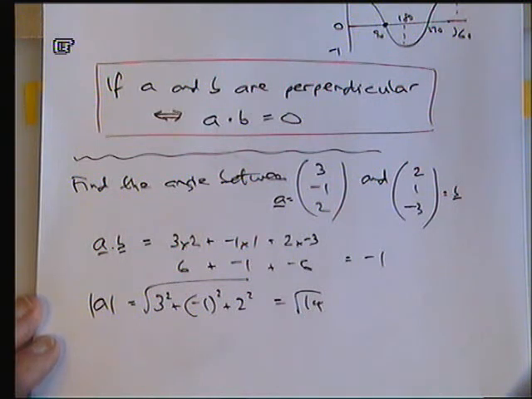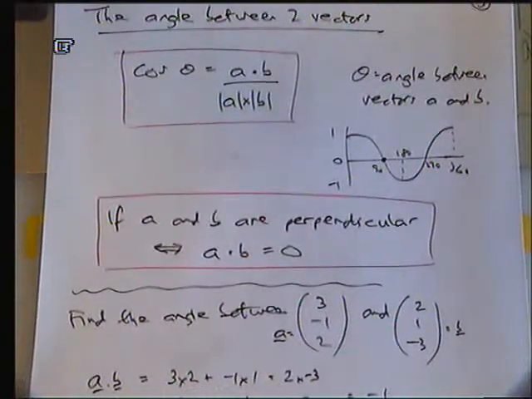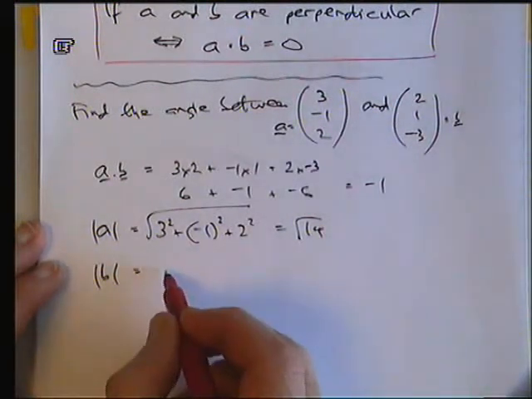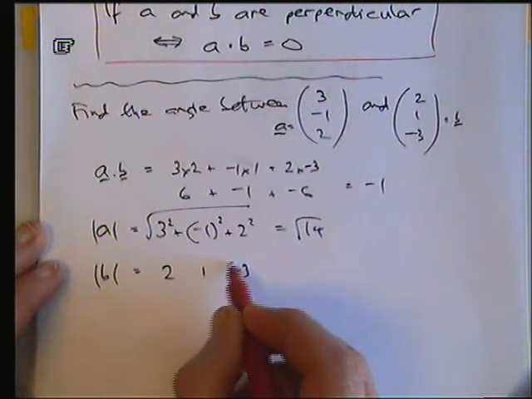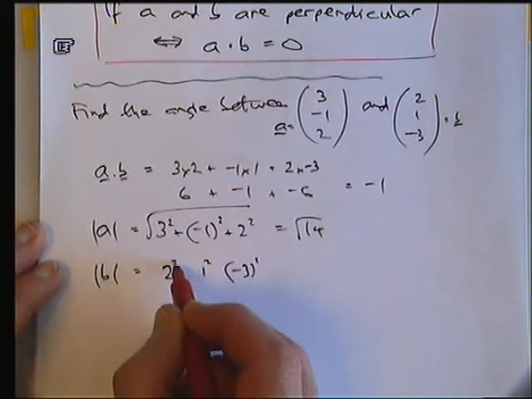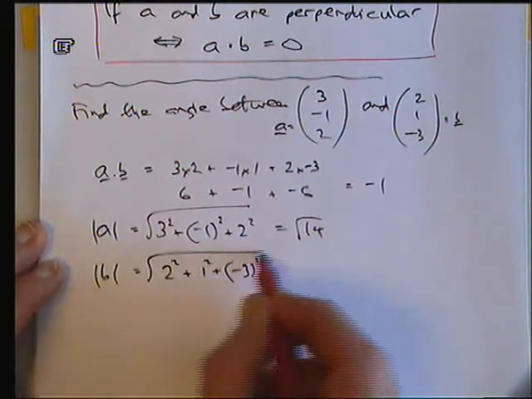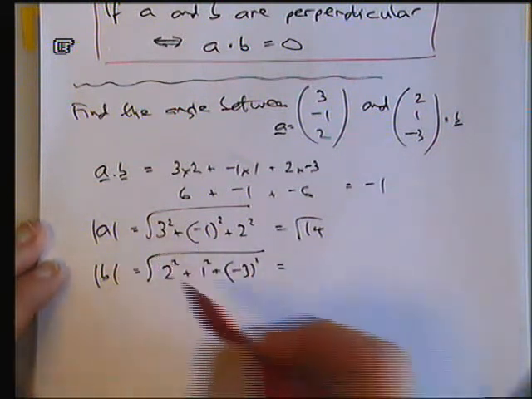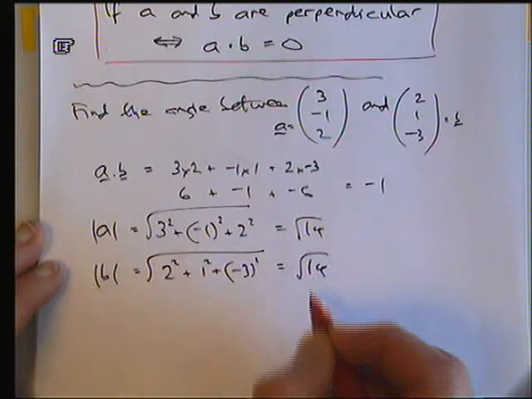What is the other thing, Josh, that I need? I've got my A dot B, I've got my modulus of A. What else am I going to need? Modulus of B. Yeah, okay. And that was 2, 1 and minus 3 that needs squaring and adding. Can anybody just tell me straight away what that's going to be? 14. Yeah, because it's exactly the same numbers. Signs might be different, exactly the same numbers. Okay.